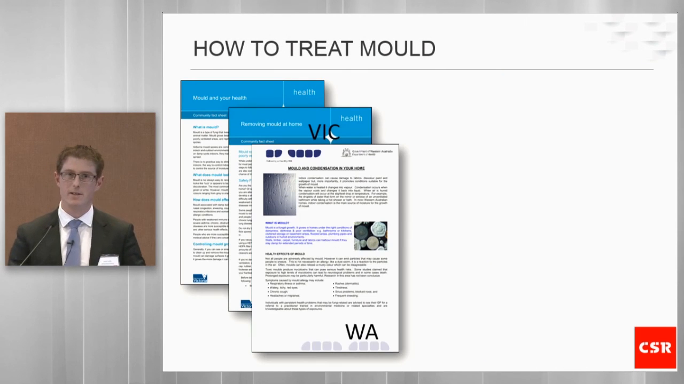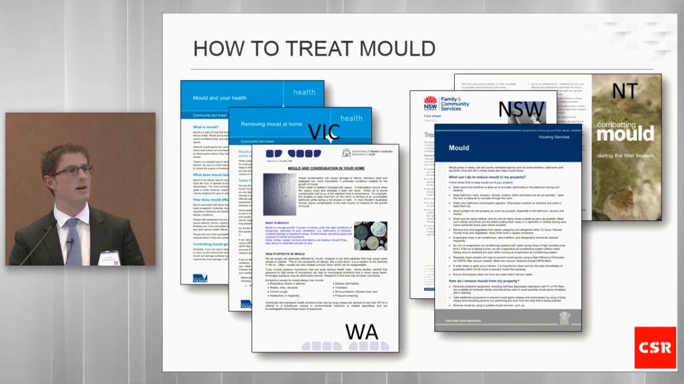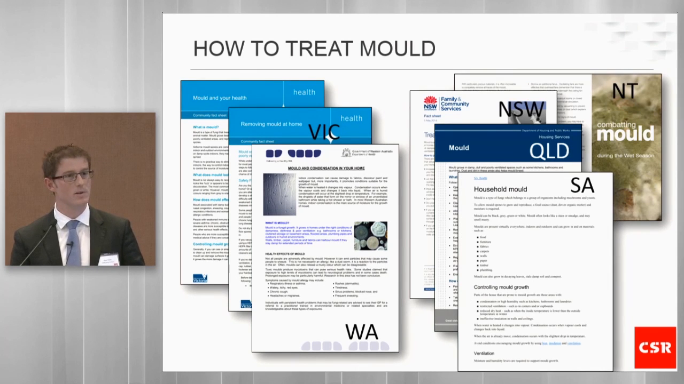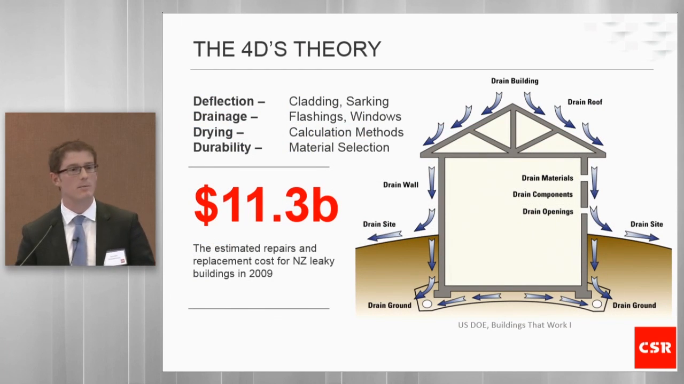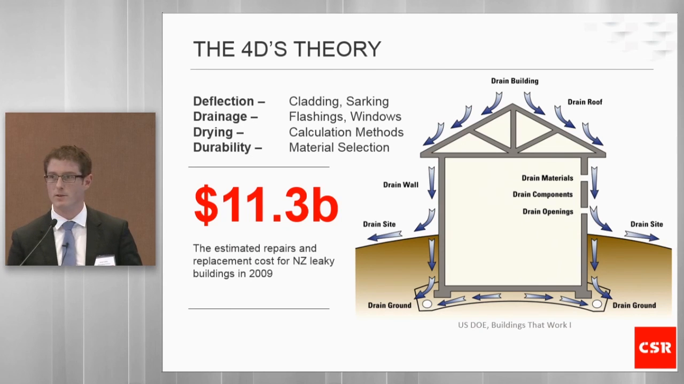So every state in Australia has guidance on how to clean up mould in buildings, but there's no specific guidance on how to design buildings to prevent mould. In New Zealand, they made an expensive mistake. The leaky buildings crisis they had 15 to 20 years ago, $11.3 billion worth of damage. This was a figure from 2009. It's probably closer to $20 billion now.